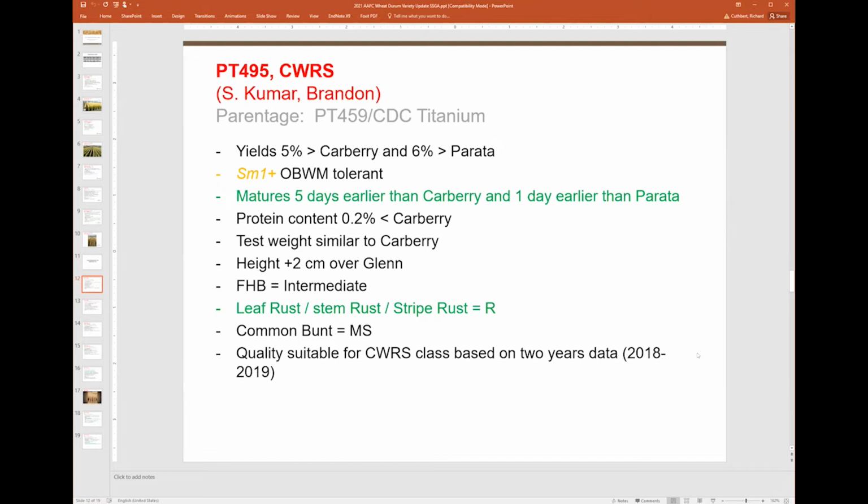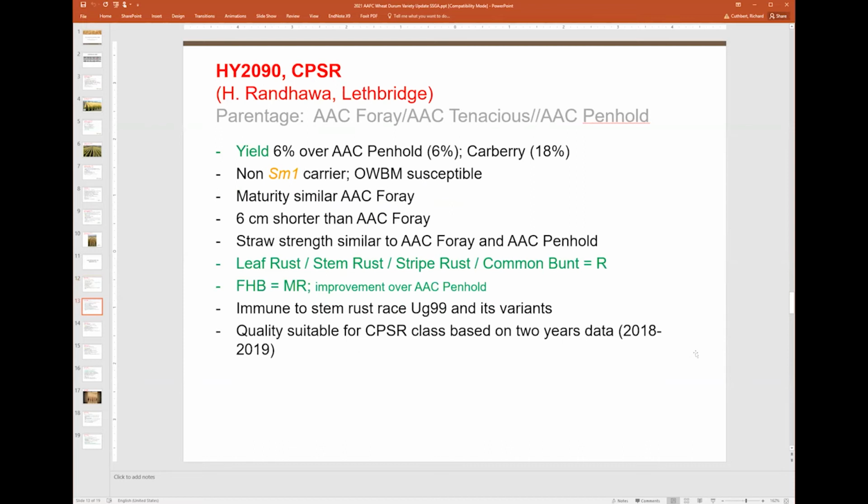FHB is intermediate and a strong rust package. Common bunt is noted as MS, and based on quality testing over the last 2 years, it looks like it's suitable for CWRS. So. There are 3 CPS Reds coming up for registration.